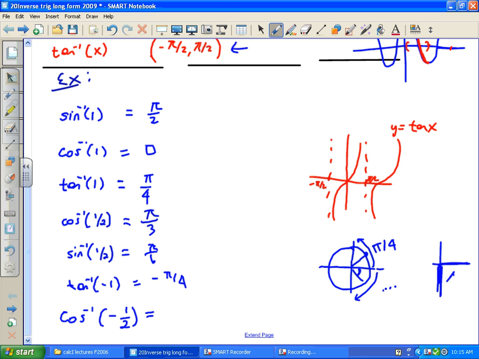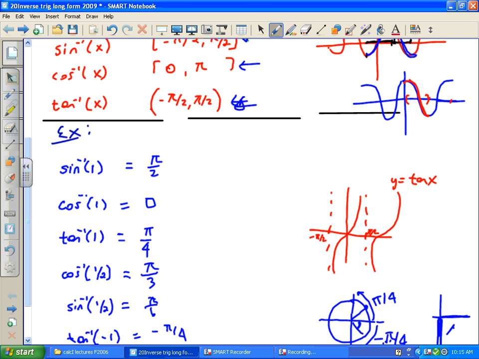And could you have given the answer like this? Because negative pi over 4 can also be given as 2 pi minus pi over 4, right? This is like 8 pi over 4 minus pi over 4, so basically 7 pi over 4. Could you have given me the answer as 7 pi over 4? No, why not? Because it doesn't lie in this range, right? The answer should be from negative pi over 2 to pi over 2. So here the answer will be negative pi over 4.